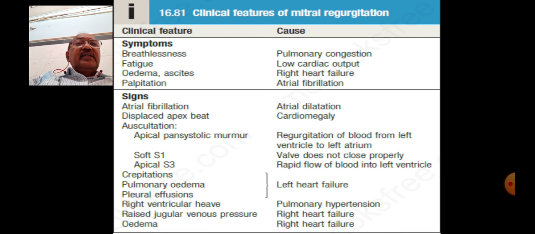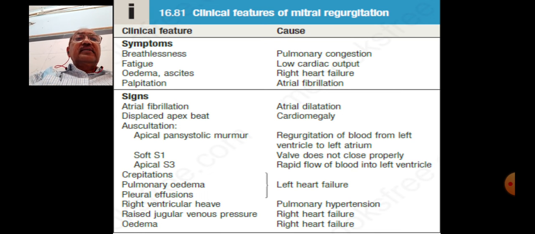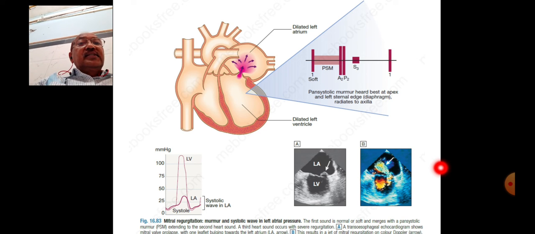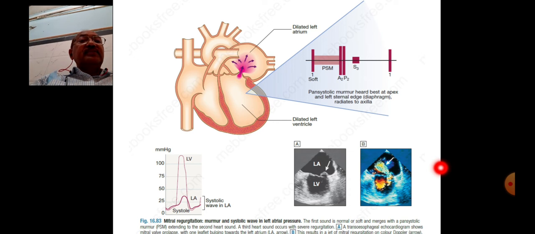So these are the various signs and symptoms which can be correlated with underlying pathophysiology. And here classically all the signs of mitral regurgitation are depicted. You have got the soft S1 followed by a pansystolic murmur, then the second heart sound, and just beyond the second heart sound you have got an S3.